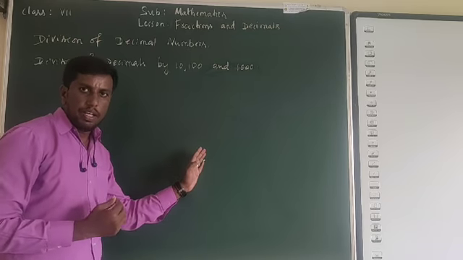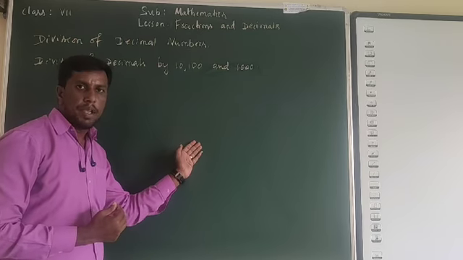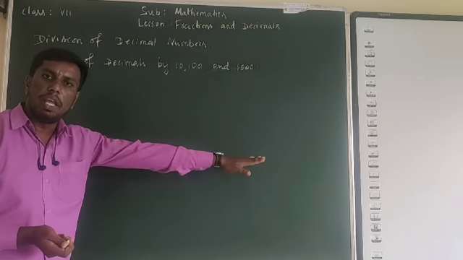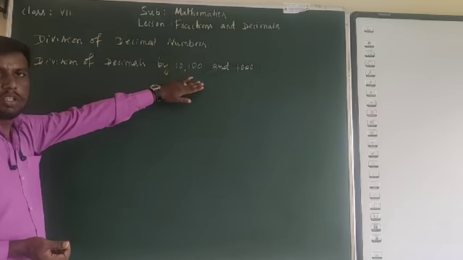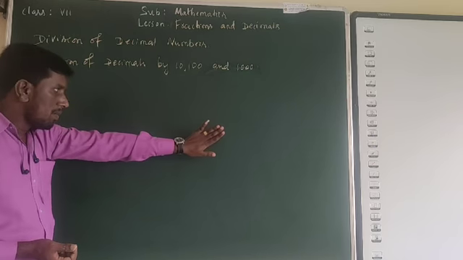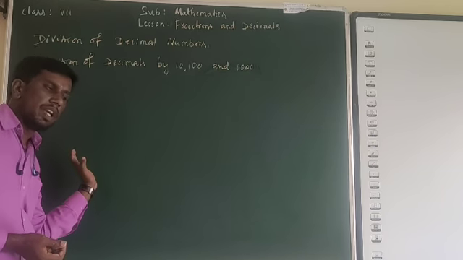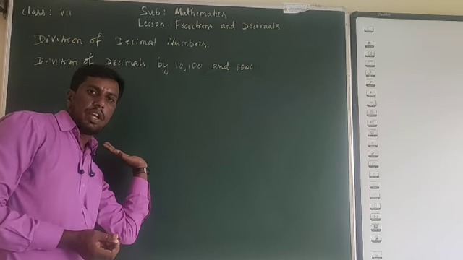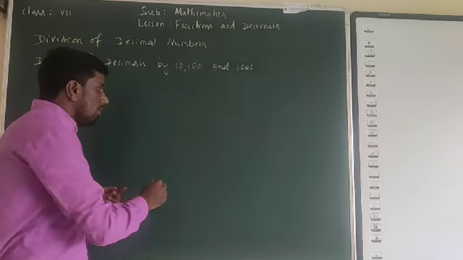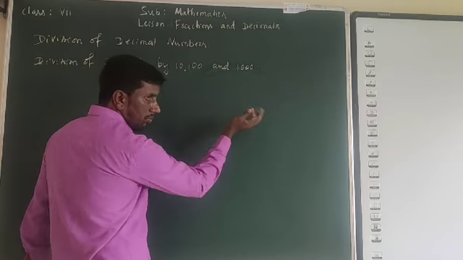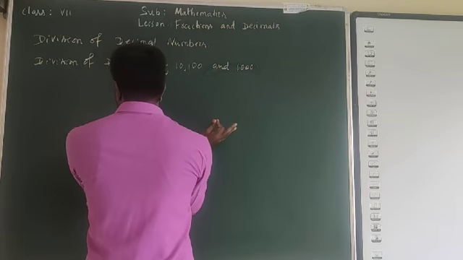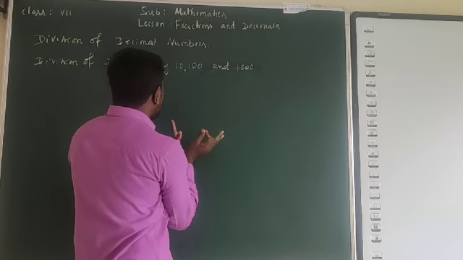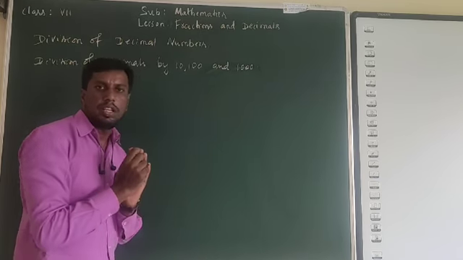While dividing, everything will be the same as in multiplication, but the decimal point will be shifted to the left side instead of the right side. So you need to remember that for multiplication the decimal point is shifted right, and for division it is shifted left.